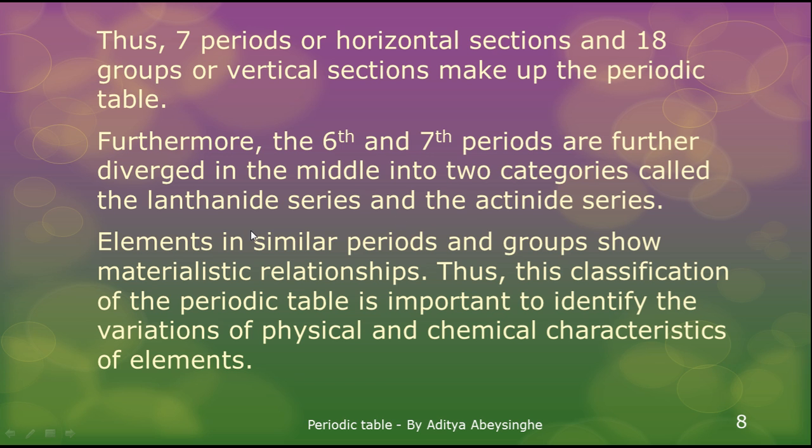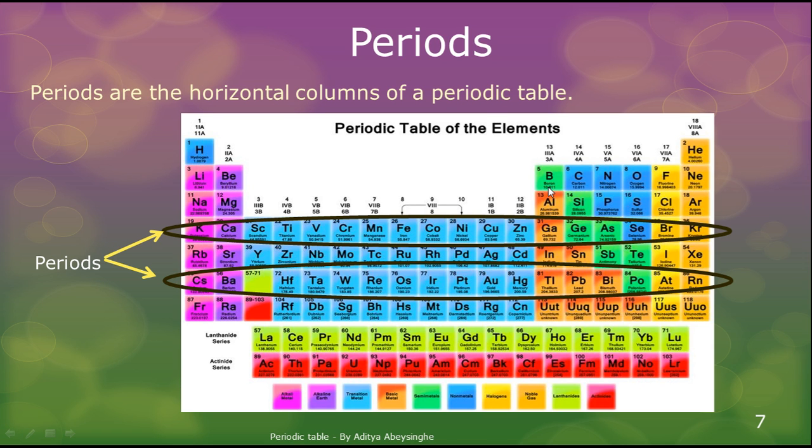Elements in similar periods and groups show metallic relationships. For example, as I mentioned a little while ago, oxygen and sulfur, nitrogen and phosphorus, carbon, silicon and germanium may have similar characteristics, but sometimes they may be different. The melting points, the density, the boiling points and the physical characteristics may differ. Even some chemical characteristics may differ, but there may be some characteristics that they share in common. That's the reason they are classified into one group.